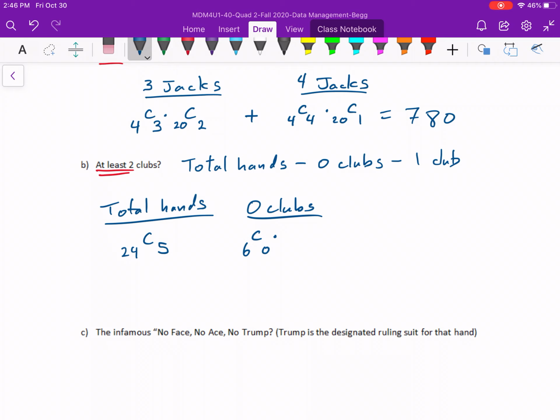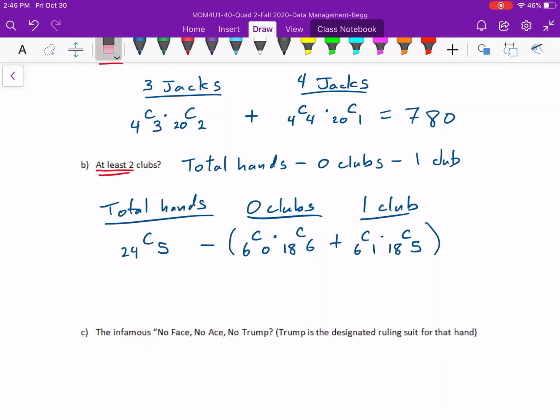But then there's 18 non-clubs, and of those 18 non-clubs, I have to choose all 6. And then if I want 1 club, then I would have 6, choose 1 club, and I'd want 5 of the 18 non-clubs. So I got the total hands, and then I want to subtract both 0 clubs and 1 club.